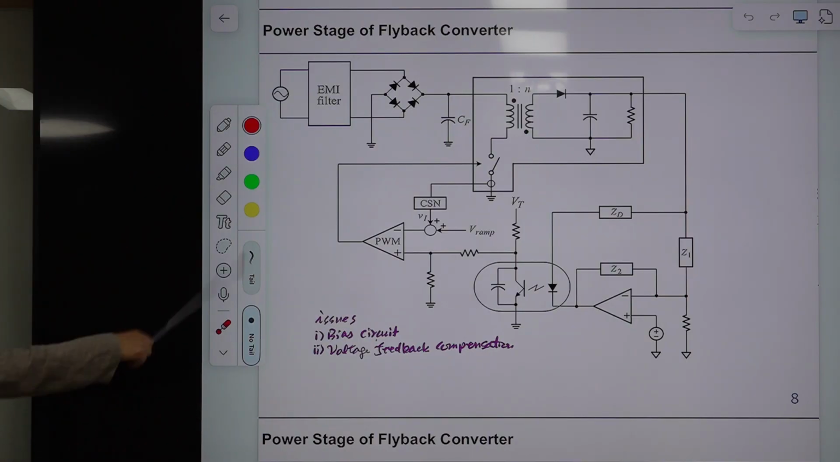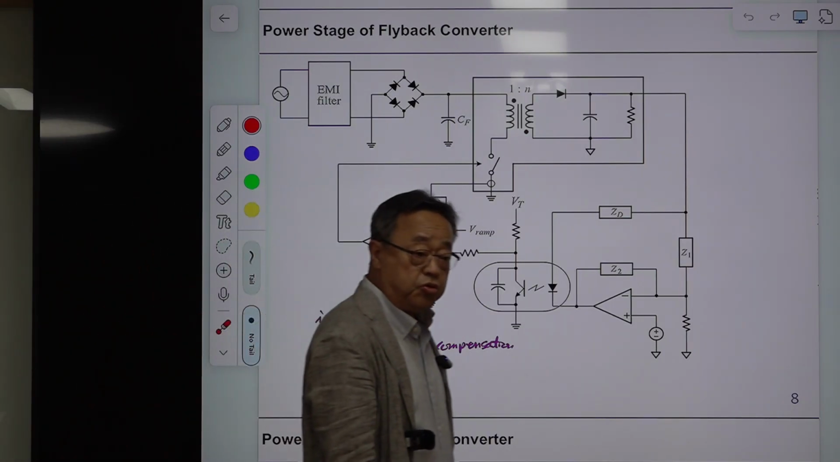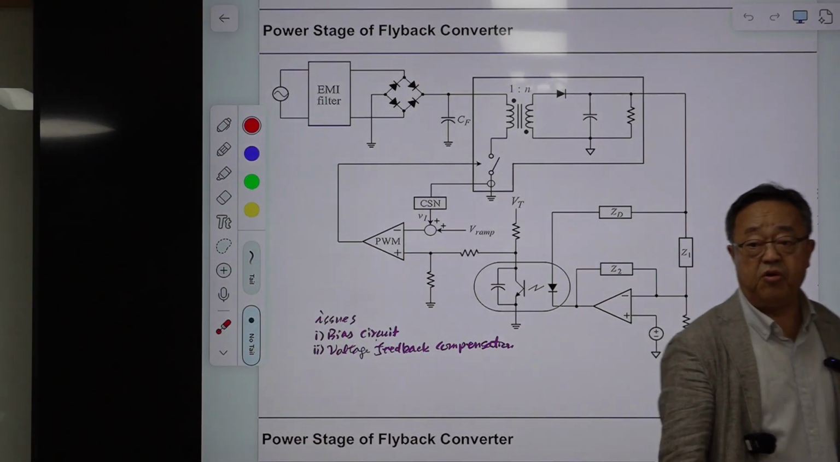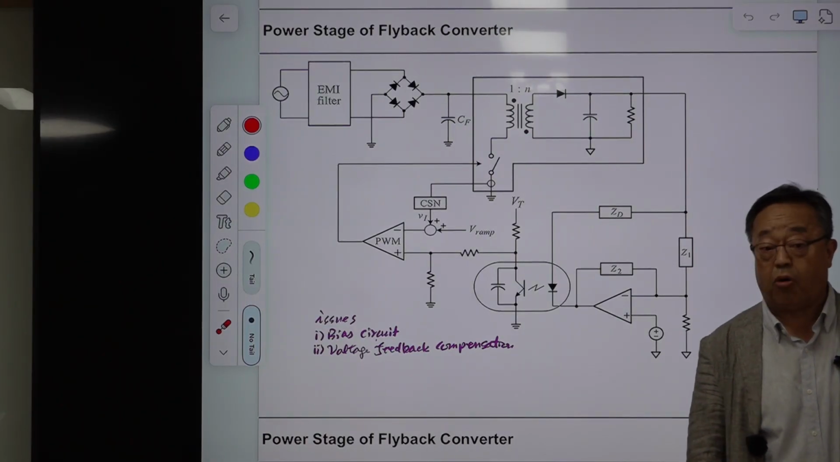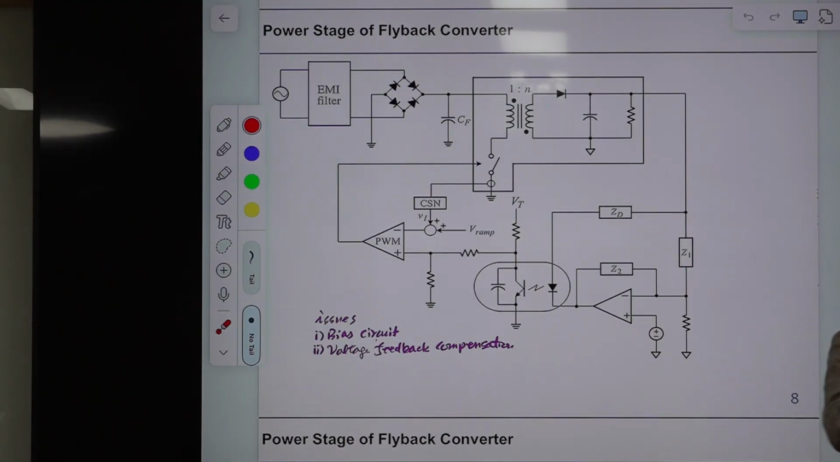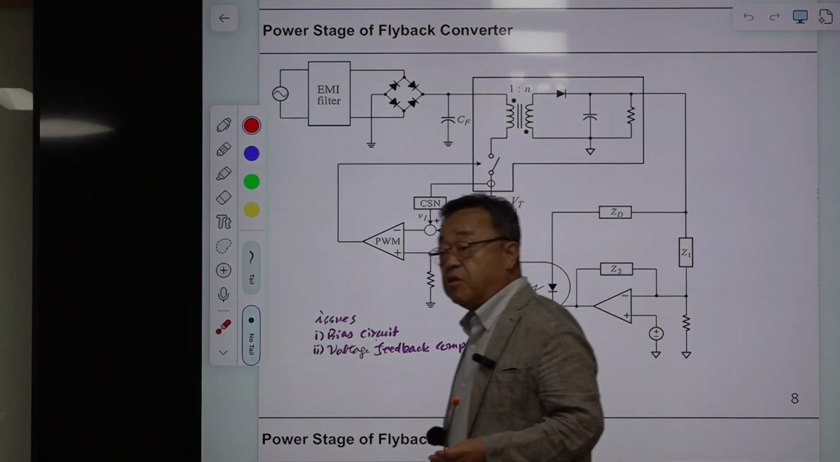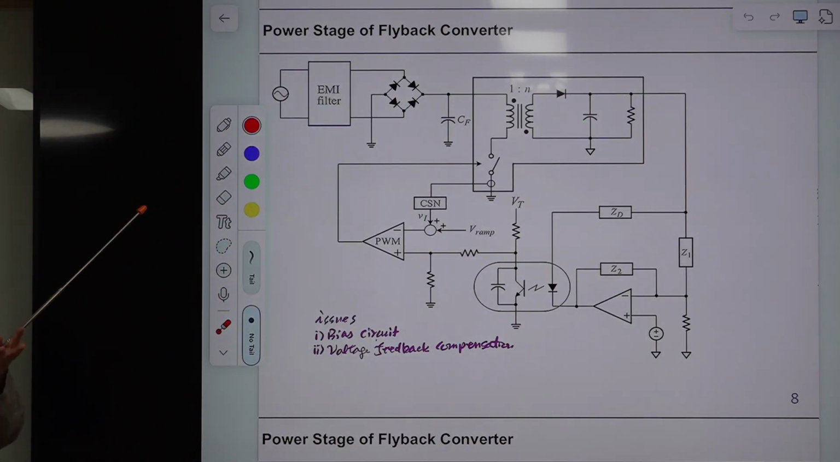So everybody knows about the current mode control. Current mode control is applied to non-isolated standard PWM converters, buck or boost converters. I covered that many times, so you have some basic knowledge. But this is different. This is adapted to the isolated converter with optocoupler, isolated feedback structure.